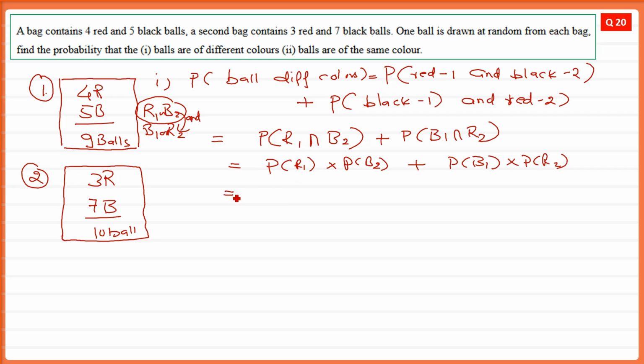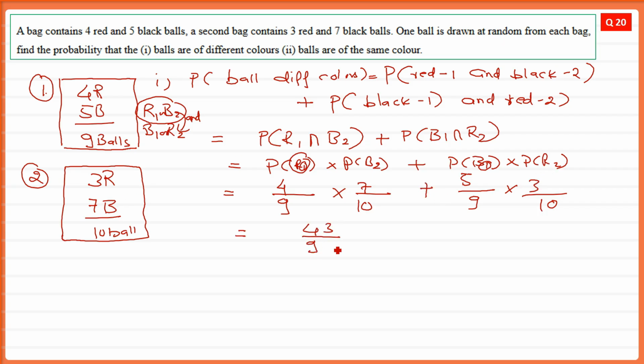Now the actual values. Wherever you get R1 or B1, wherever 1 is there, first bag, the total number of balls is 9. That goes into the denominator, you already know. So just write the denominator here. How about the second one? That is the second bag. In all there are 10 balls. So 10 comes in the denominator wherever B2, R2 comes. Now coming to the favorable cases. What is the number of red balls in the first one? 4. Black balls in the second one? 7. Black balls in the first one? 5. Red balls in the second one? 3. Now add them. So you get 43 by 90 in all.